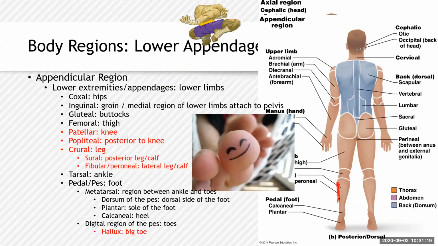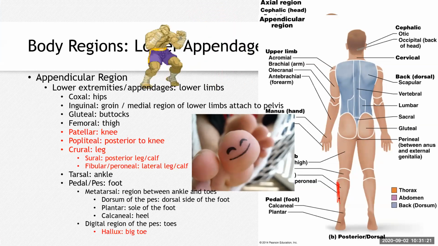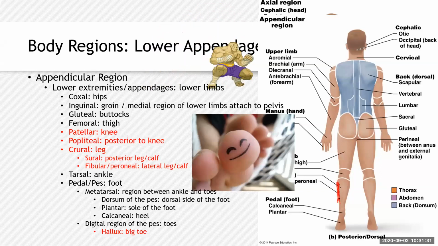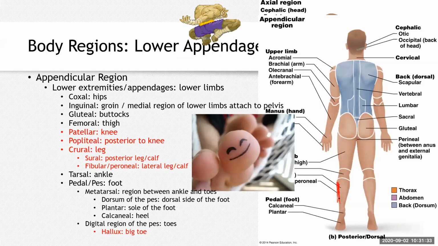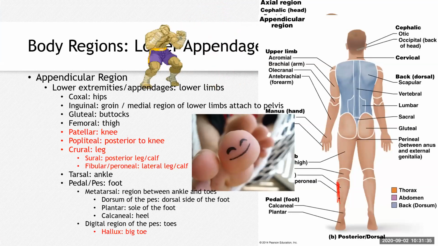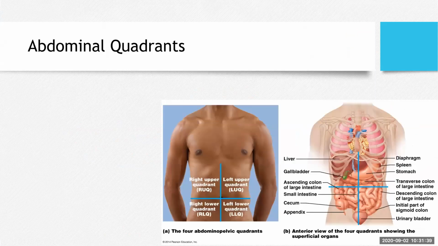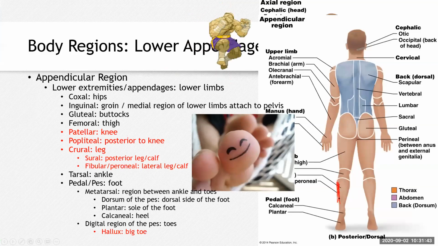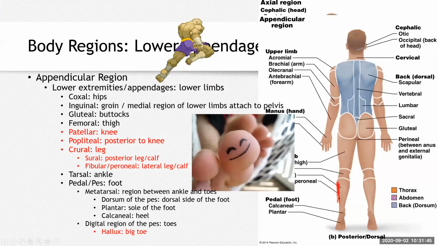Okay, I have a question, Professor. I wrote it in the chat, but it got lost. On the study guide, it says what regions are part of the lower extremities appendages? So I would write appendicular region, correct?